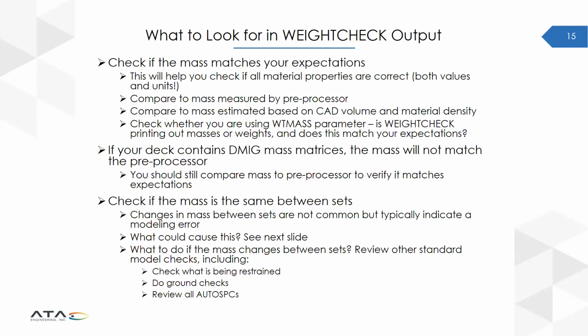And then across different sets, check the mass between sets to make sure they're the same across sets, like what I mentioned before, the G, the N, and the A. If they're not the same across those sets, that probably means there's something wrong with the model, because otherwise those should be equal. If you're noticing that those masses are different between sets, look at some other model checks, like grounding might be a good thing to look at again. Make sure you know exactly what's being restrained in your model, what your boundary conditions are, and make sure those are correct. And then review all your auto SPCs as well.